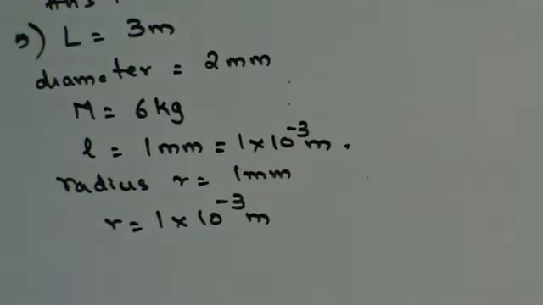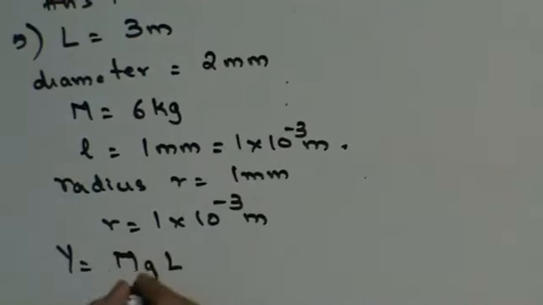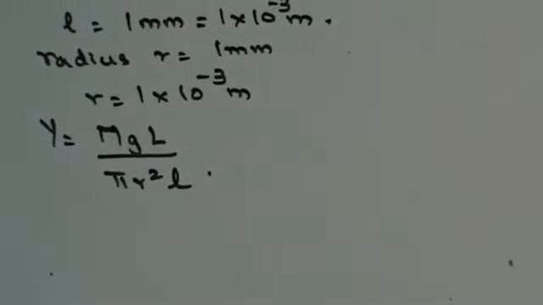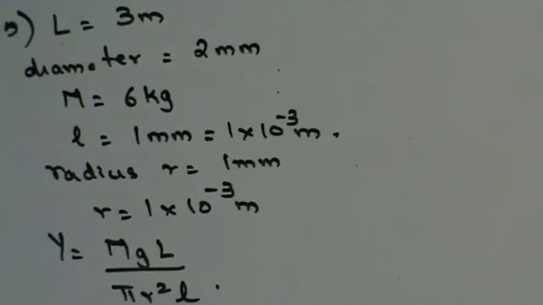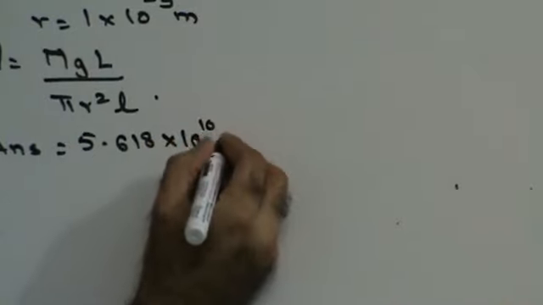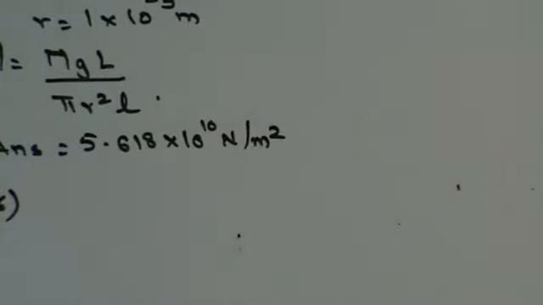Okay. You have length, you have radius, you have mass. Right? I can find out Young's modulus. Young's modulus is mgL upon pi r square l. We've derived this formula. Right? You know m, g is 9.8, you know the length, you know radius, you know the extension. You should be able to get the answer. Simple straightforward multiplication. Answer for this should be 5.618 into 10 raised to 10 newtons per meter square. Next, take on next sum please.